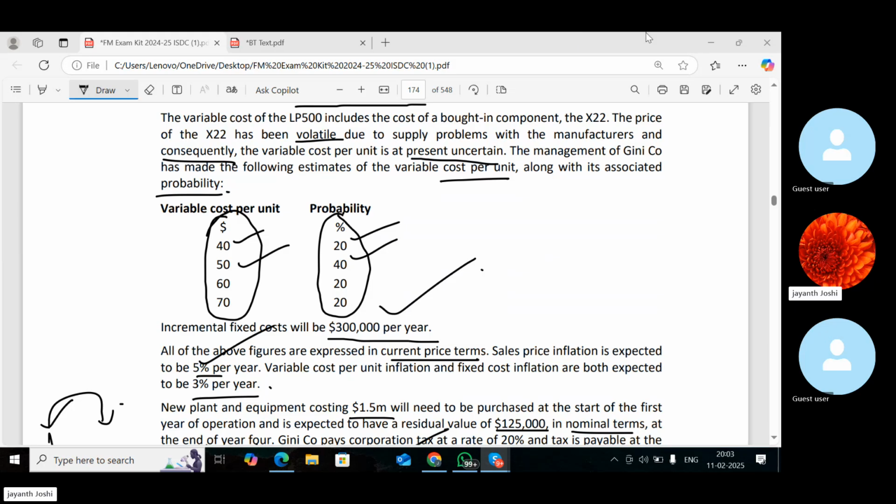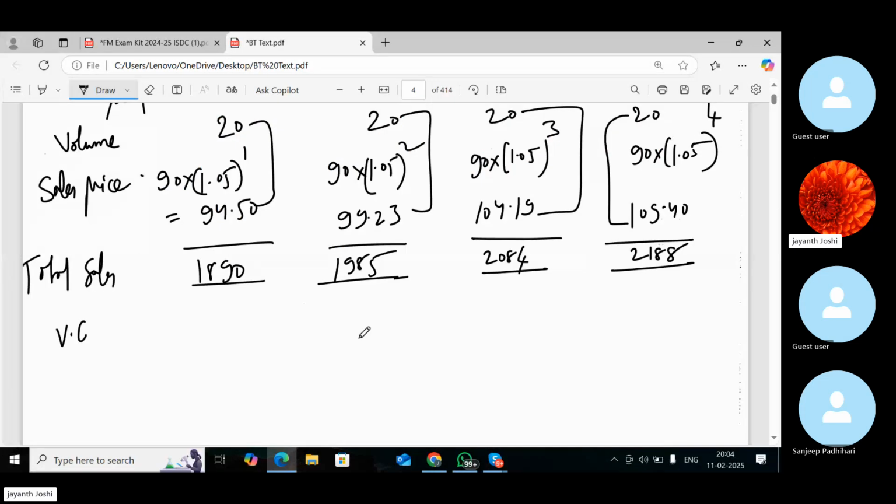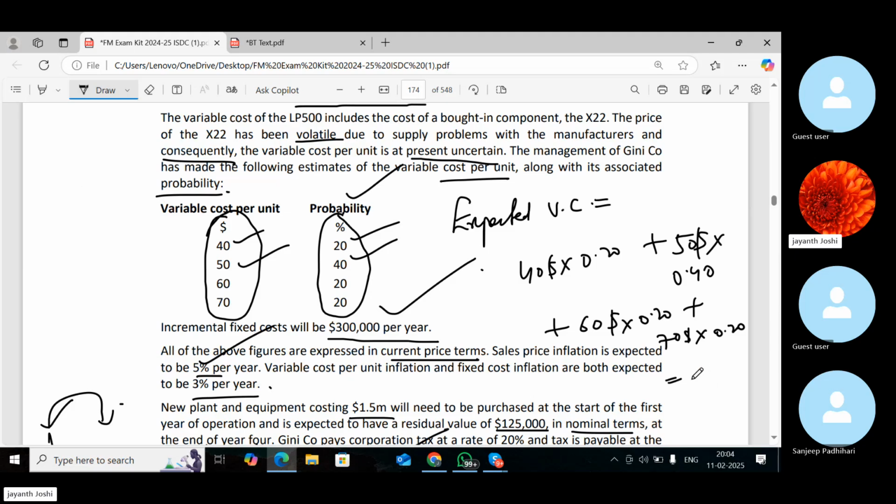This is a very new kind of question and a new kind of adjustment. Because of the probabilities, we find the expected variable cost. Okay, so we'll do the calculation here: $40 into 0.20 plus $50 into 0.40 plus $60 into 0.20 plus $70 into 0.20. So you get the expected value, that is $54.